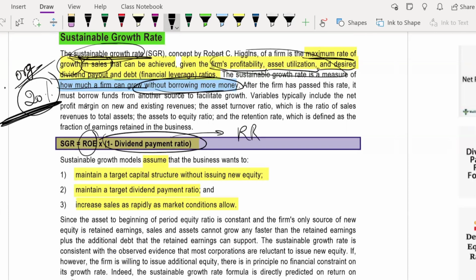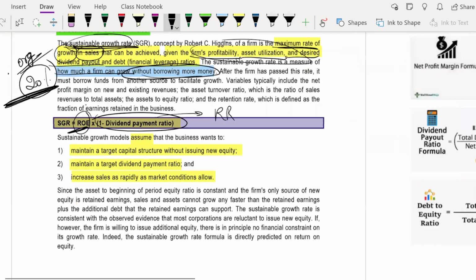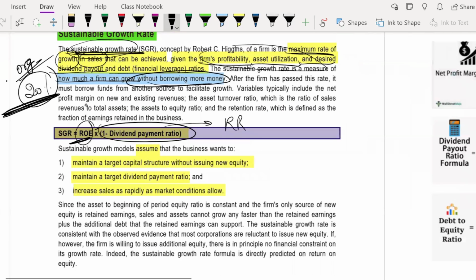How much you want to retain in the business and how much you are going to provide return on equity. So multiplying both, you will get your sustainable growth rate here. Okay, so there are a few assumptions of this sustainable growth rate. I wouldn't explain much on this because this is just an assumption which is made to bring up the formula which is given here.